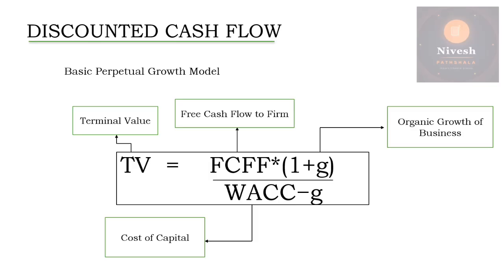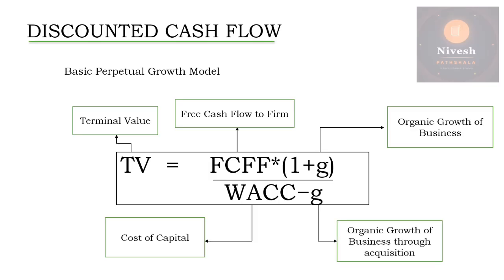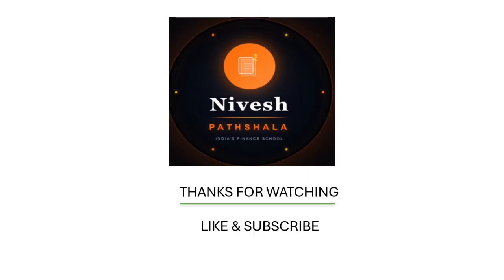Next, G again. This is the growth of a business through acquisition. Suppose you acquire a business, and your company is growing year on year 5%, and after the acquisition the growth doubles to 10%. This is what we put in the formula. Okay. So this is the whole valuation of a business. In the next video we will learn the calculation part, how to value a business from the same model step by step.